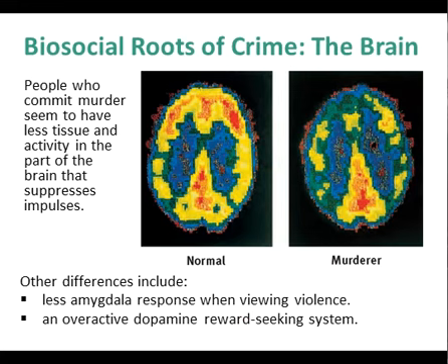Biosocial roots of crime, the brain. People who commit murder seem to have less tissue and activity in the part of the brain that suppresses impulses. So we look at the normal brain where we see a lot of activity, and then the murderer on the right, we see a lot less activity demonstrated by the yellow and red there. Other differences include less amygdala response when viewing violence. Remember, the amygdala is where we have this emotional response to things. And so they can see violent actions and activity, but their amygdala just doesn't kick in as it would for someone who doesn't suffer from this particular disorder.